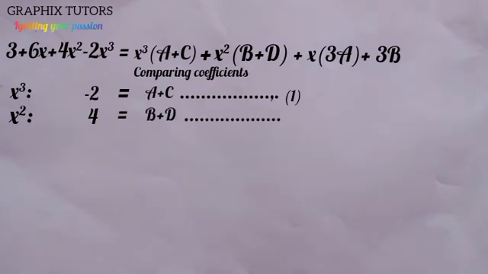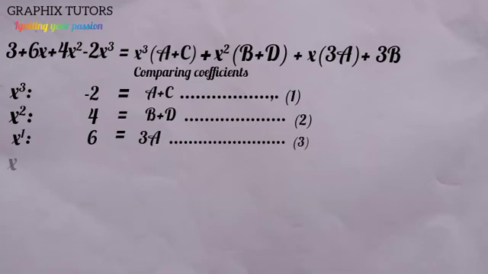Call it equation 2. If I consider s, at my left hand side, the coefficient of s is 6. At my right hand side, the coefficient of s is 3a. Call it equation 3. Now if I consider the constant, at my left hand side, it is 3. And at my right hand side is 3b. So call it equation 4.